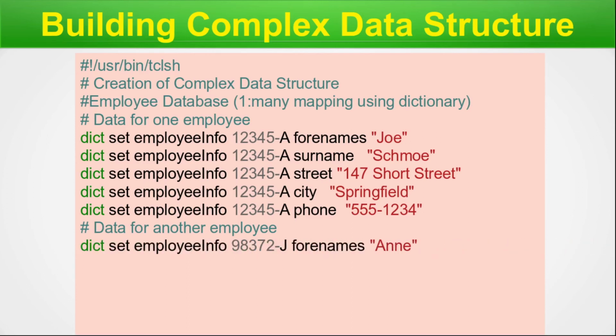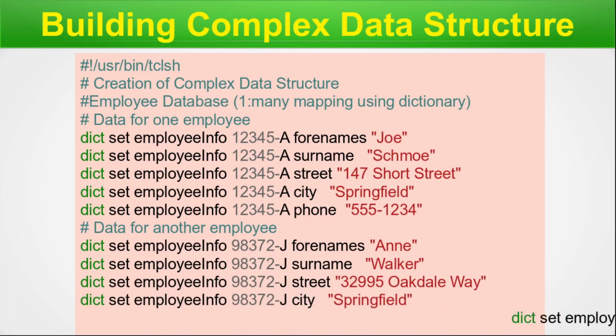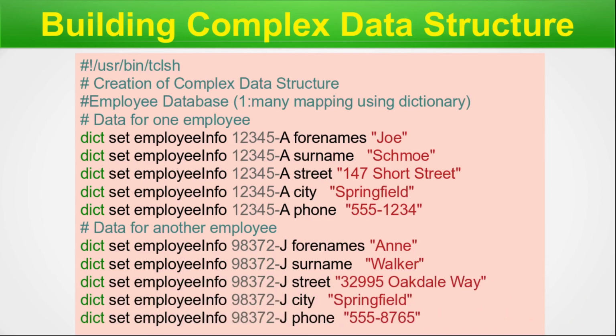In the same way we do dict set employee info, and we give a particular key here, which is 98372-J, and the forename is NA. Second, we define the surname, the street, the city, and the phone. So here another employee record is created. So there are two employees in the database, which is a complex data structure. This is how we have defined it.